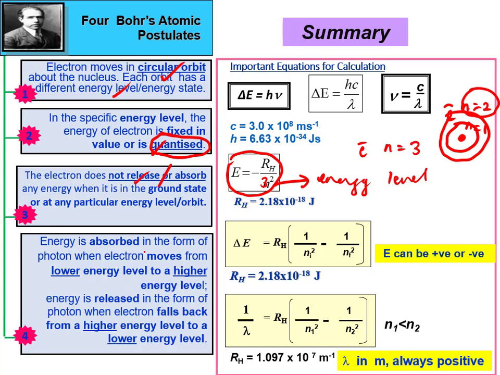Energy is absorbed when? When the electron moves from a lower to a higher energy level, or when it is promoted or excited from a lower to a higher energy level.